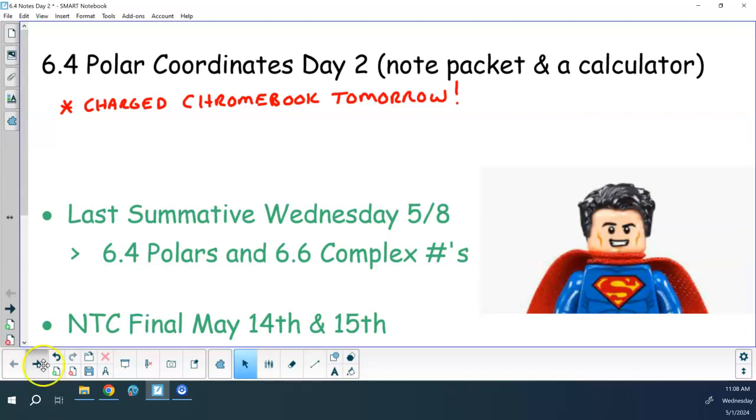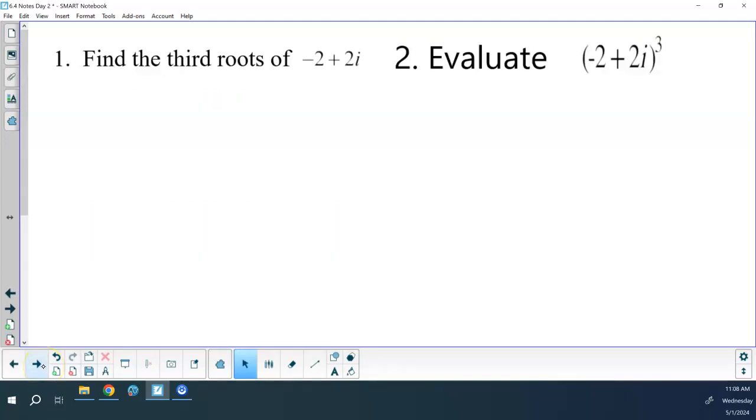All right, let's do this. So, what I would like you to do somewhere in, you probably have a little open space somewhere on your note packet or wherever you want. I would like you to find me the third roots of negative 2 plus 2i. And then I would also like you to find me the third power of negative 2 plus 2i.